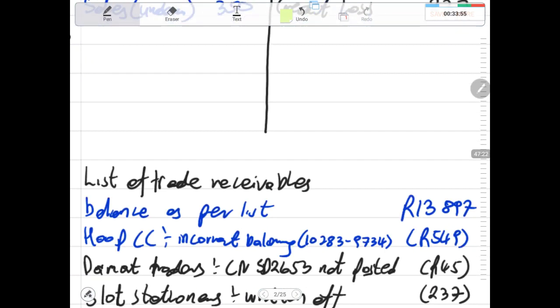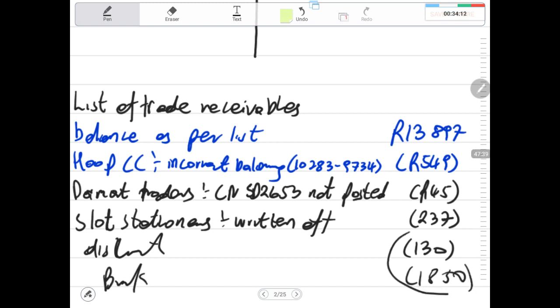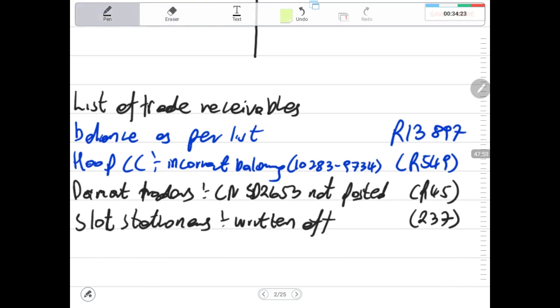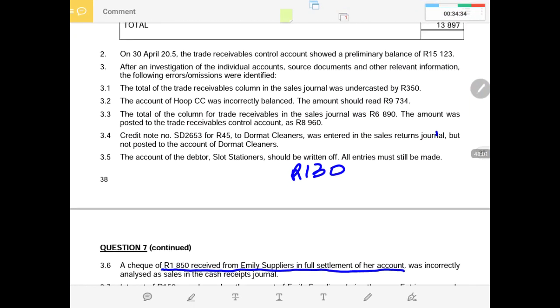Then at the same time, under the list of debtors, we would have said again an amount of 130 reduced, which is a discount. Then we say bank 1,850 separately, but the sum of the two is equal to the 1,980. We have to separate the two because the discount was not cash received, but the 1,850 is cash that was received. So this is what we would have done when cash was received.